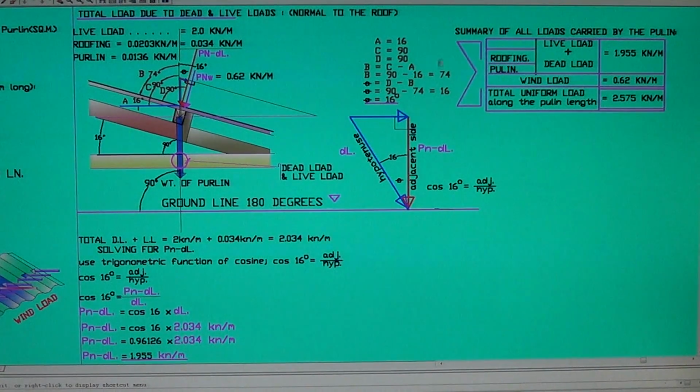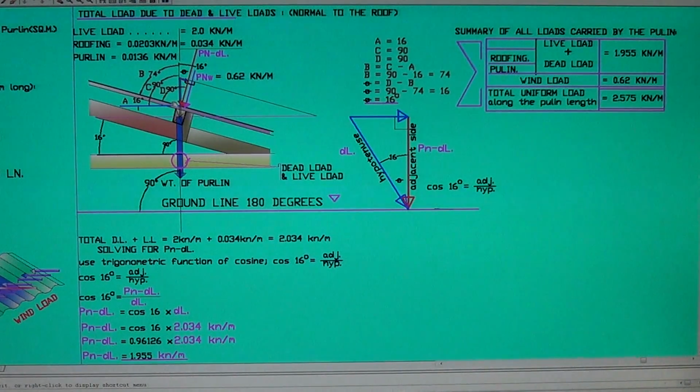A is 16, C is 90, and B, the angle B here, is 90, which is the C right here, minus this A here. What's remaining there? What's left? That's 74 degrees, to the roof line. That's 74 degrees to the roof line.